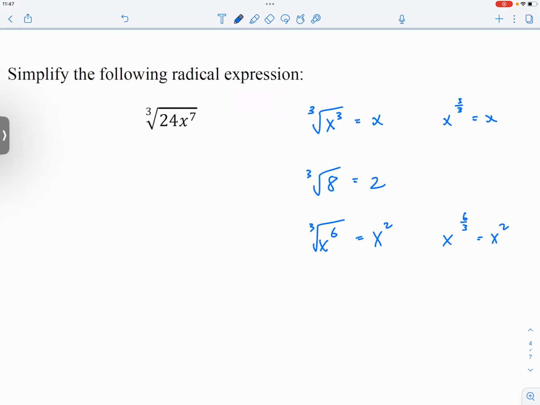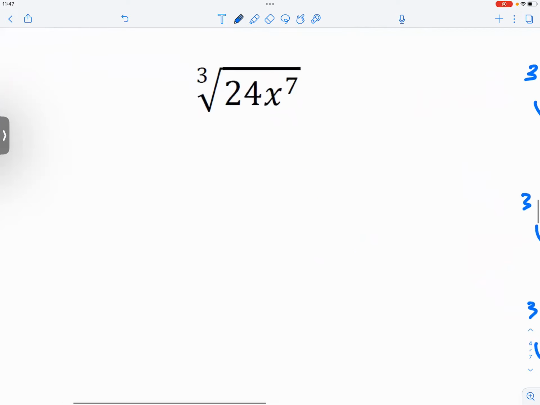So you got lots of ways to do things, okay? But you got to know what is something that you want to see, right? These are the things you want to see. Now, back to the question right here, cube root of 24 times x to the 7th power.